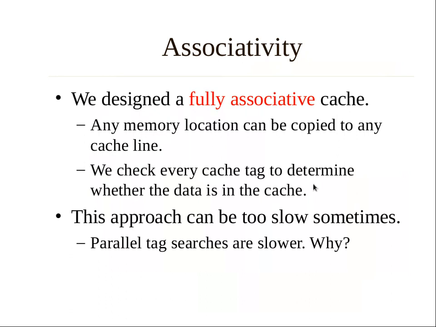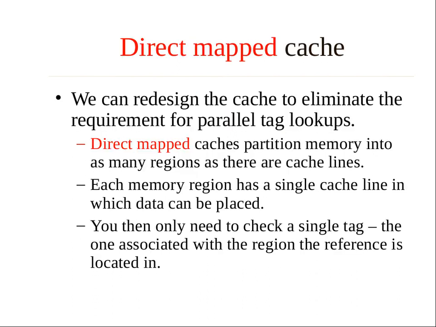It ends up being that we check every cache tag to determine whether the data is in the line. This becomes a problem when you have many cache lines because you have to check a lot of cache tags in parallel. So what we can do is bank it, or make them sets of cache lines. Then we only search the set or the bank of cache lines as opposed to the entire cache, and that's what associativity deals with.